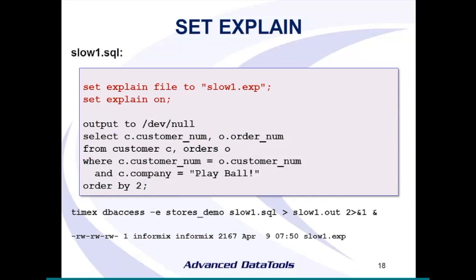Then I set the explain on as usual. I run the SQL statement, and here I put it to dev null because I don't care about what it's producing at this point. I just want the query plan. And then once I've got this in the file, I'll run the statement with DB Access and a timex just to see how long it's going to take. And once this is done, I'll have a file called slow1.exp, which I can then take a look at.